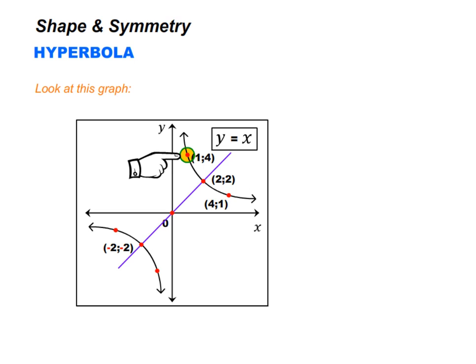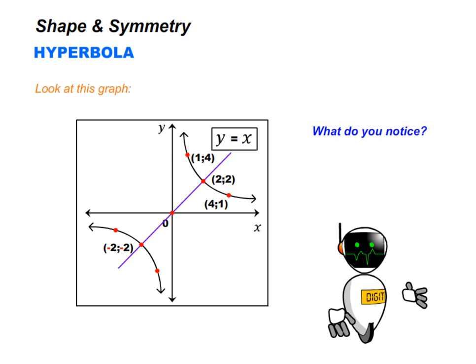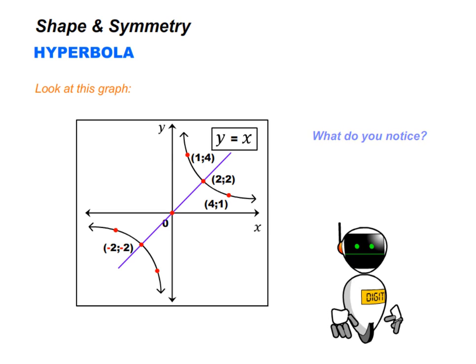Look at this point and look at this other point. What do you notice? 1 and 4 were swapped to be 4 and 1. This is true. Look at this point. At this point, x is equal to 1 and y is equal to 4.